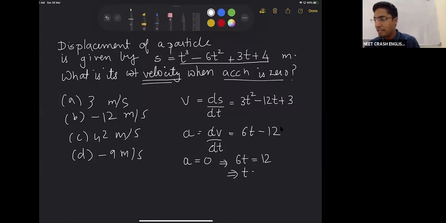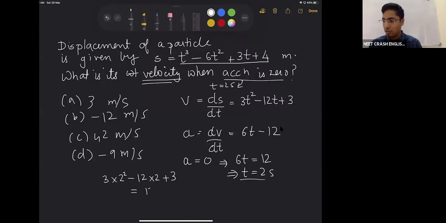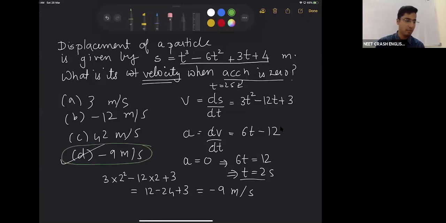This basically means you're asked what is the velocity at t equal to 2 seconds. Now let's substitute t equal to 2 seconds. The answer becomes 3 into 2 square minus 12 into 2 plus 3, which is 12 minus 24 plus 3, which is minus 9 meters per second. Well done, all of you. The correct answer is D, minus 9 meters per second, right?